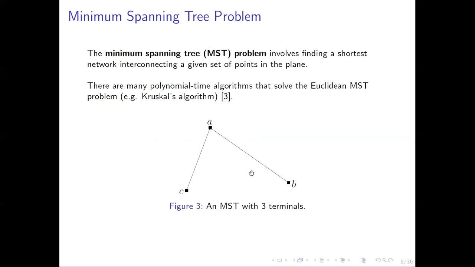For example, Kruskal's algorithm is able to solve the minimum spanning tree problem. The example I've given here is a very simple one where you have three vertices in the plane, and this is an example of a minimum spanning tree. It's the shortest way of connecting these points. One thing to note is that a minimum spanning tree will not only minimize the total length of a network, but also minimize the length of the longest edge of a network. I'll come back to that later.